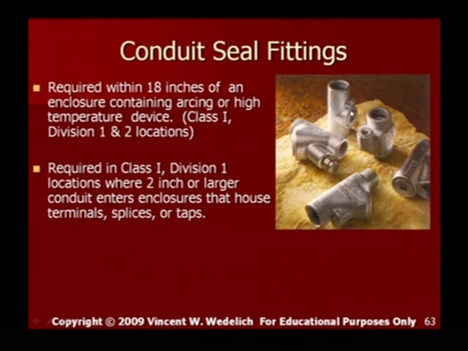So another thing about these seals is they have to be filled with a compound. It's a special compound that prevents that flame from passing, or prevents gases from leaking through this conduit. So again, you require a seal within 18 inches of an enclosure containing arcing or high temperature devices, Class 1, Div 1, and Div 2 locations. It requires a Class 1, Div 1 location where 2 inch or larger conduits enter enclosures that house terminals, splices, or taps. So there's a lot of rules to where conduit seals have to be, and you need to make sure you follow the NEC and that they're filled properly.